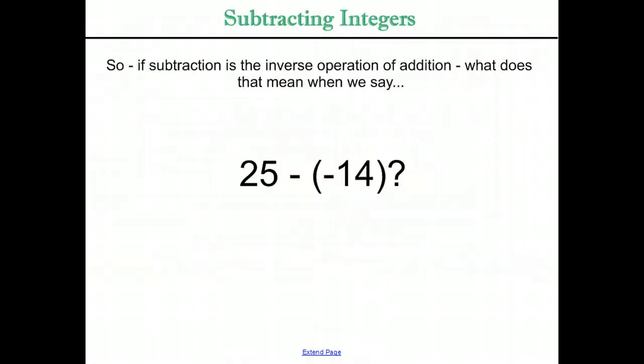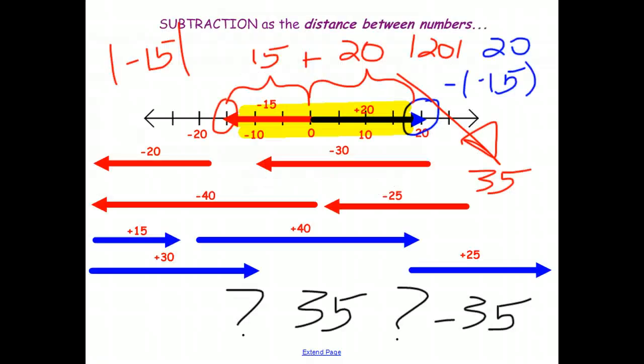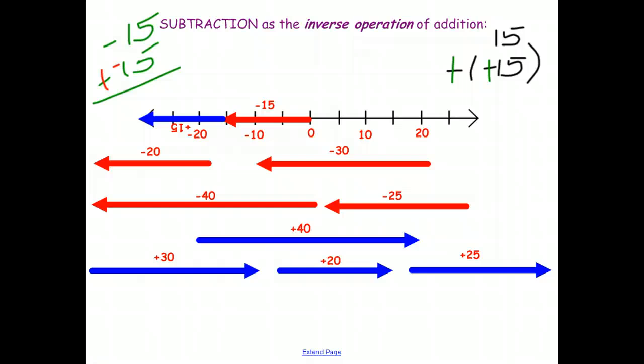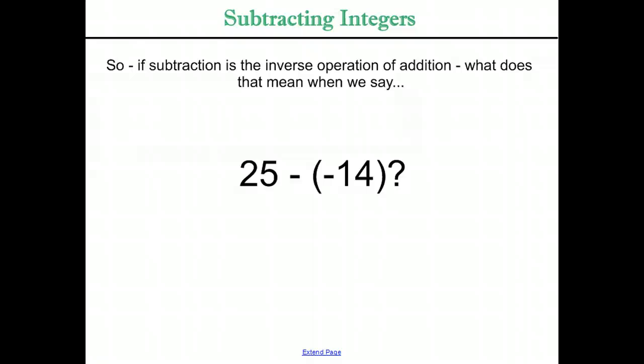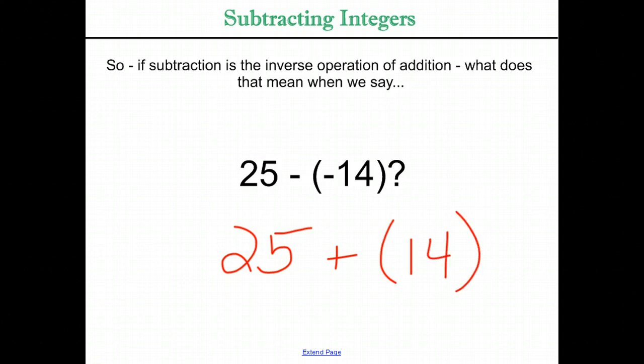So for any two integers, what does that mean when we say 25 minus a negative 14? Well, we saw in the first slide that it represents the distance between numbers, but it also represents the inverse operation of addition. So this is 25 plus the opposite of negative 14. Well, the opposite of negative 14 is a positive 14. So that is 25 plus 14, which is 39.